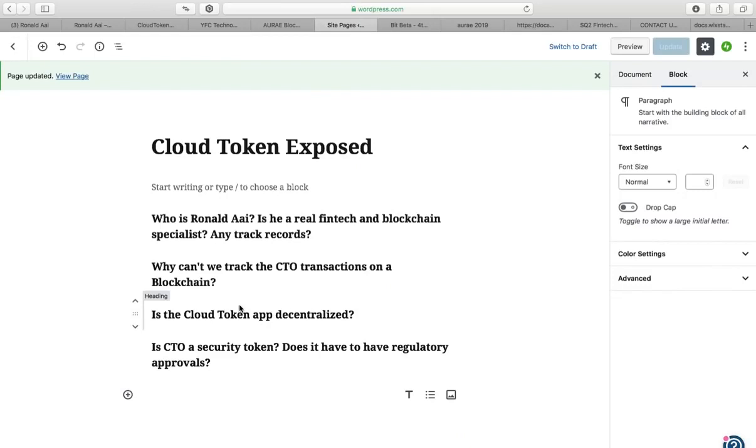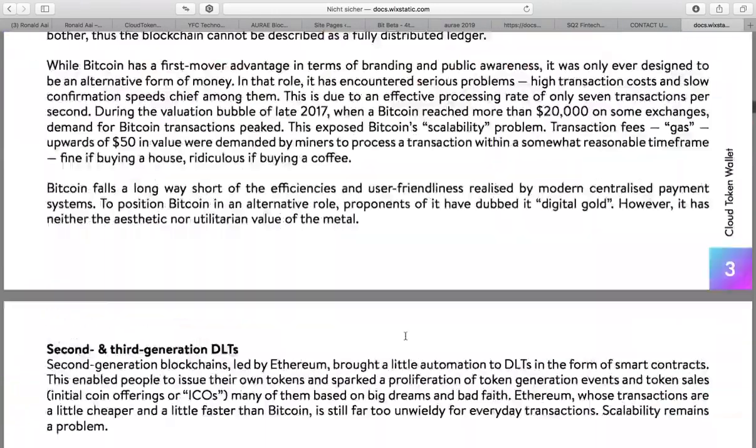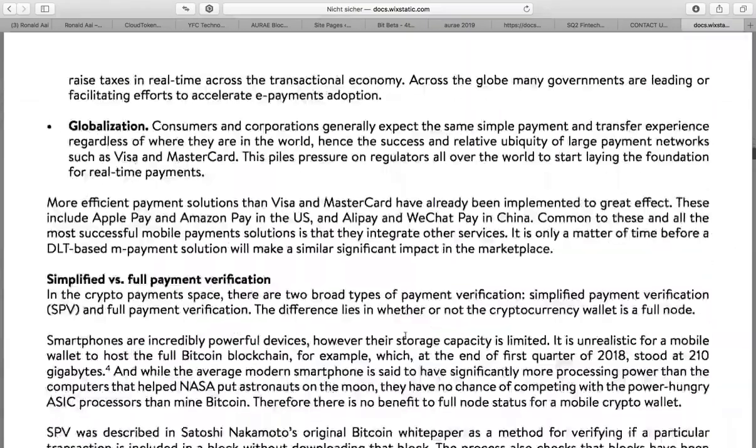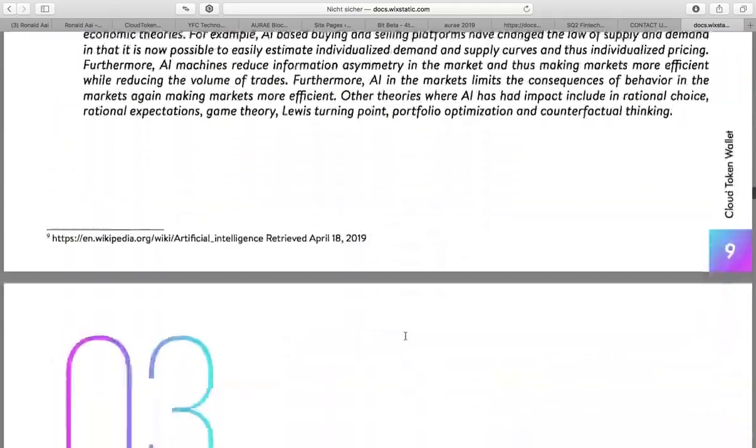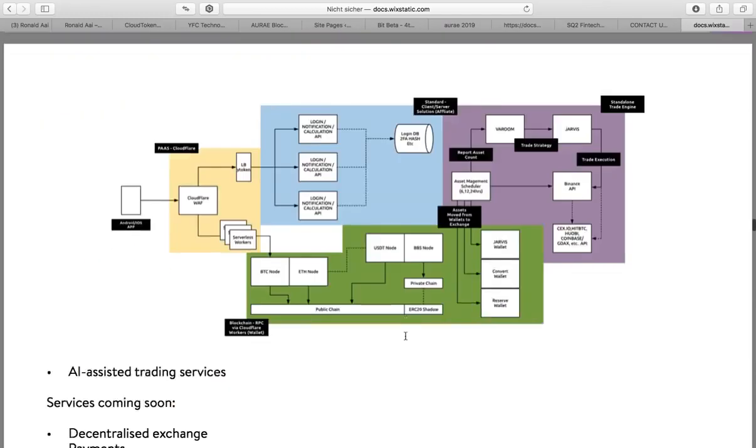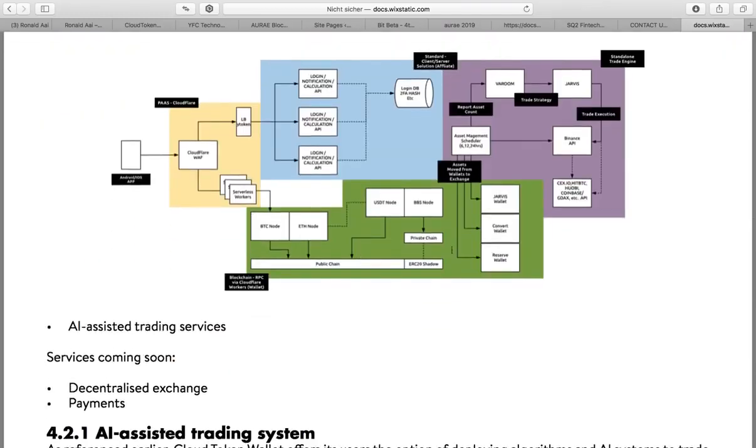Is the Cloud Token app decentralized? Okay, let's go to the white paper where we will find the answer, right? I mean, some parts of the app you simply cannot centralize. Of course, the blockchain piece of it is decentralized. So this green portion here, it is of course centralized with the BTC node, ETH node, USDT node, and BBS node, right? So this portion is centralized. But talking about the trading bot, the Jarvis AI bot, there is technically no way to make it decentralized because it has to trade on centralized exchanges, right?